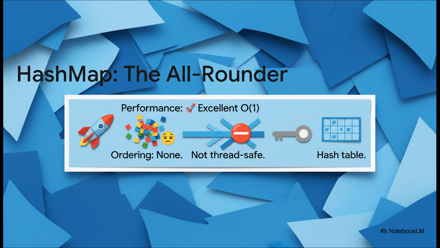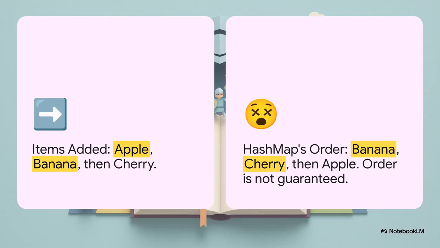But to get that speed, it makes a couple of sacrifices. First, it gives you absolutely zero guarantees about the order of the elements. And second, it is not thread safe. Don't use it with multiple threads at the same time. So, what do I mean by no guaranteed order? Well, look at this. Let's say you add apple, then banana, then cherry to your map. You'd probably expect to get them back in that same order when you loop through it, right? Nope. With a HashMap, you might get banana, then cherry, then apple. The order can seem totally random because internally it's organizing everything for one thing and one thing only: raw speed.